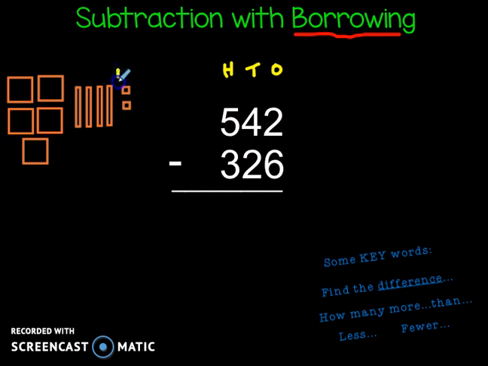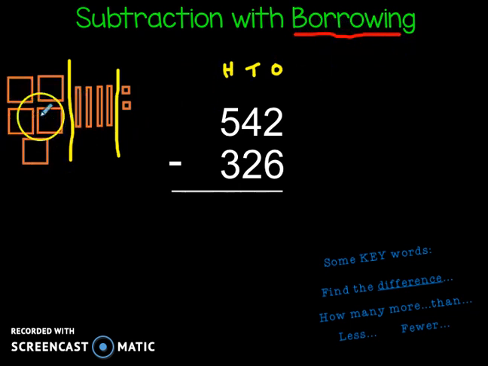We've got our columns here. Here's our ones. Here's our tens. Here's our hundreds. This question here is asking me to take 6 from here. But you can see I only have 2. So that's why we need to borrow.